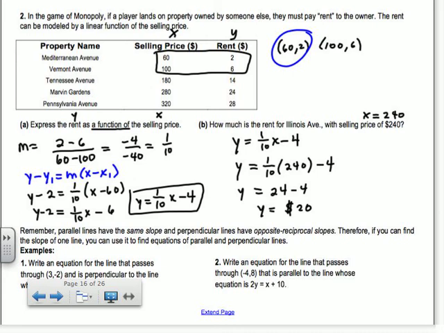Okay, that makes sense if you look at your chart. 240 is kind of right between here, and our rent fell right between there as well. So if those were points in a line, it would make sense.